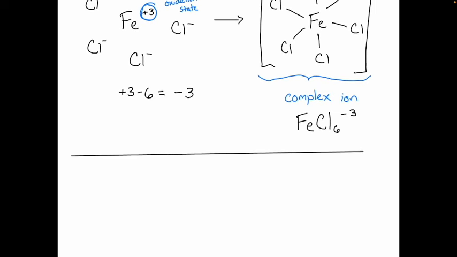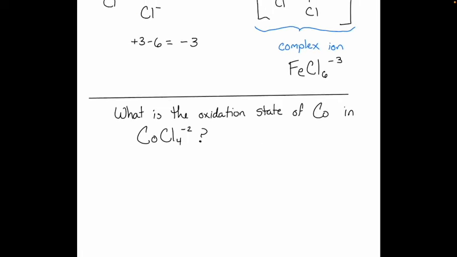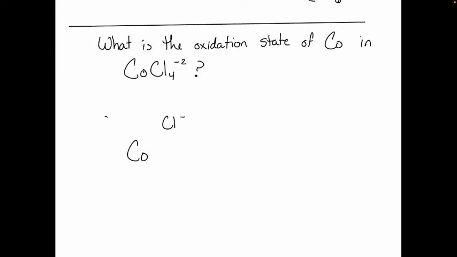All right, so what can I ask you here? I can ask you something like, what is the oxidation state of cobalt in this complex ion here? So I've got a cobalt. It's got 4 chlorides around it. I'm trying to figure out what the oxidation state of that cobalt is, if the overall charge of my complex that forms is minus 2.